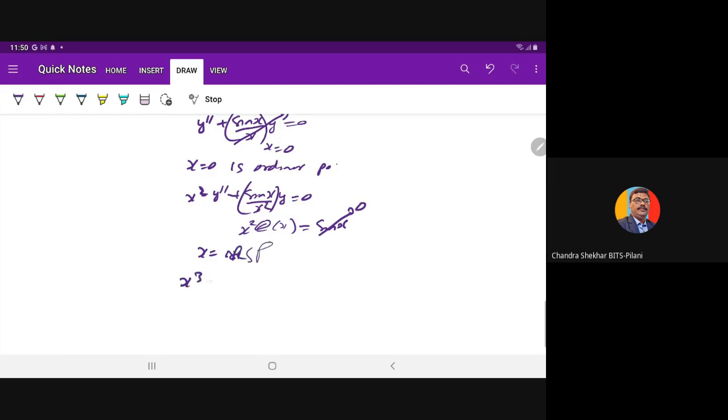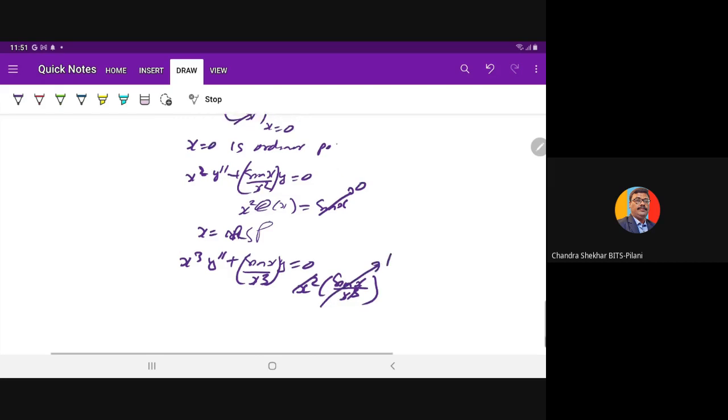If we have x cube y double dash plus sin x y is equal to 0, so this will become sin x upon x cube as q(x). Then we put x square into sin x upon x cube, so it will cancel out, and sin x upon x at x equal to 0 is 1. So again the regular singular point.